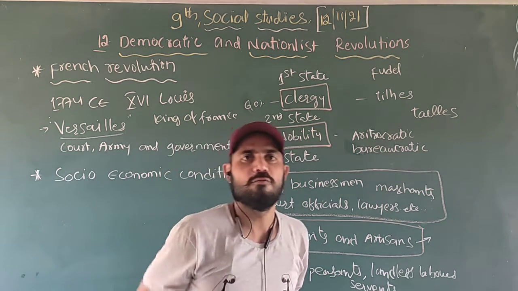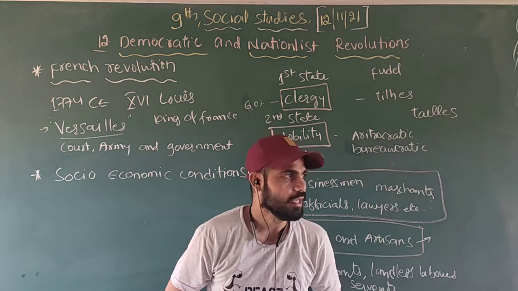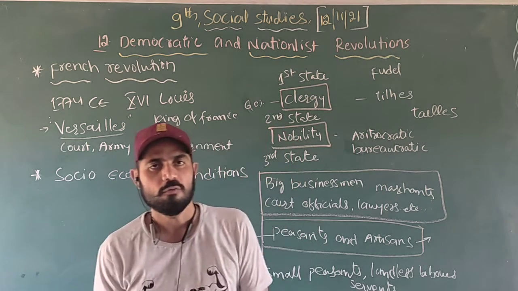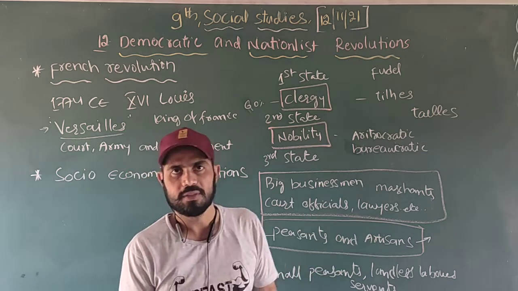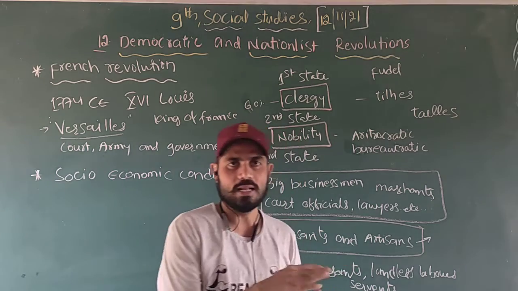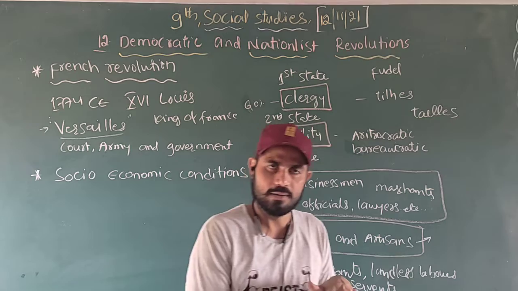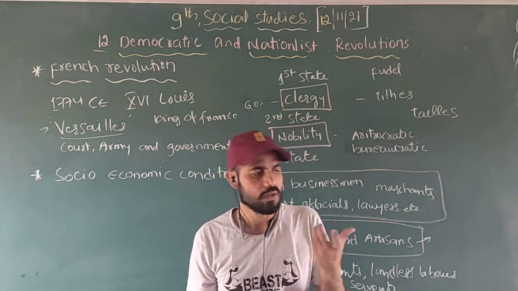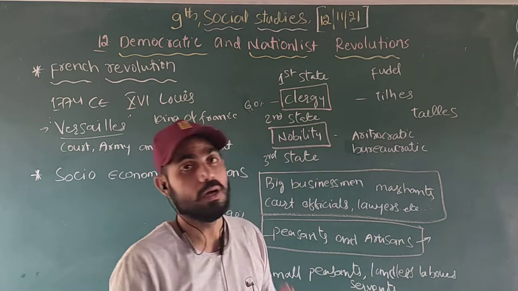In 1774, Louis the 16th became the king of France. But when he came to power, he observed the treasury was empty. When the treasury was empty, he couldn't run Versailles, the courts, the government, or the army. Why? Because when you don't have the money to run all those things, it's impossible to run the country.